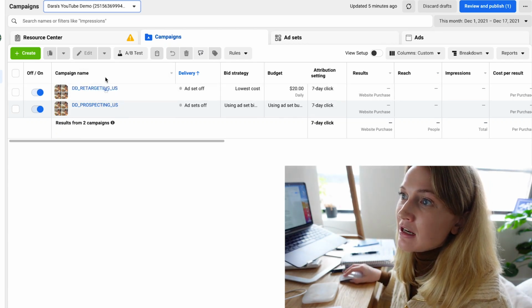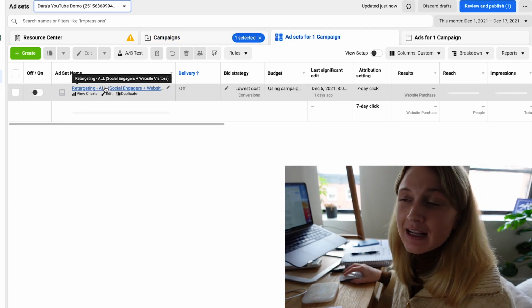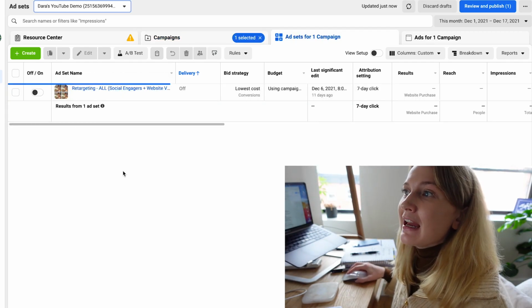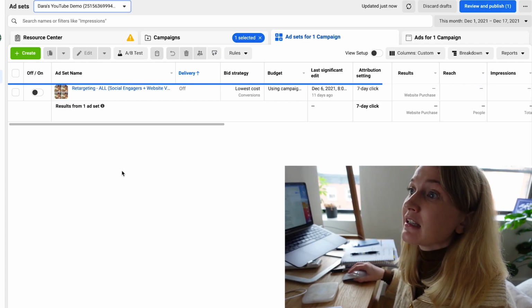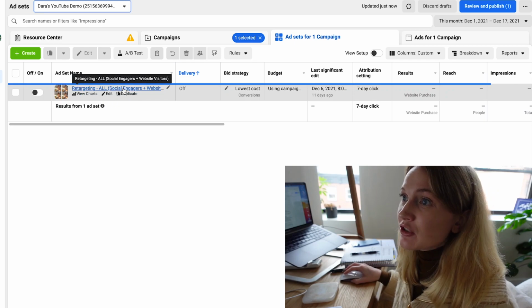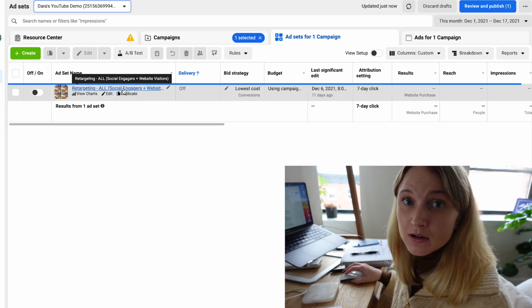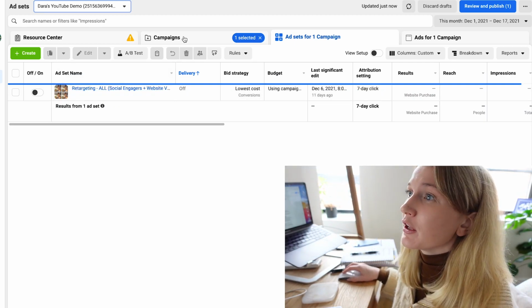The retargeting campaign is going to be looking at audiences that have already had some kind of touch point with your brand. And in this case, for a brand that is only spending $5K per month on their Facebook ads, I've consolidated social engagers and website visitors into one single ad set, so they have a better chance of getting out of the learning phase.